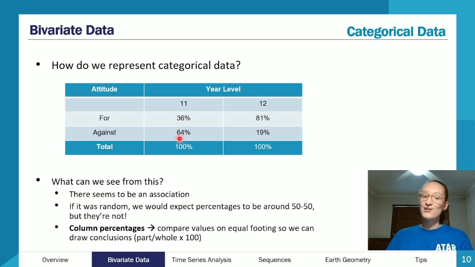Another connecting word you can use if you're asked to discuss a two-way frequency table is "whereas", so I'm pointing out that there's a difference here. In year 12s, we see the opposite thing. It would be more like 81% of year 12s are for phone use. So we can already start to see a really strong pattern emerging there.